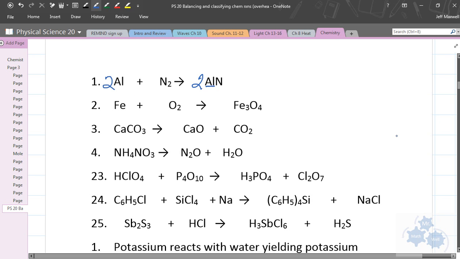2 there. And then to finish off, yes, please write the 1 there, and that means you're done. Double check: 2 aluminums, 2 nitrogens, and 2 nitrogens.